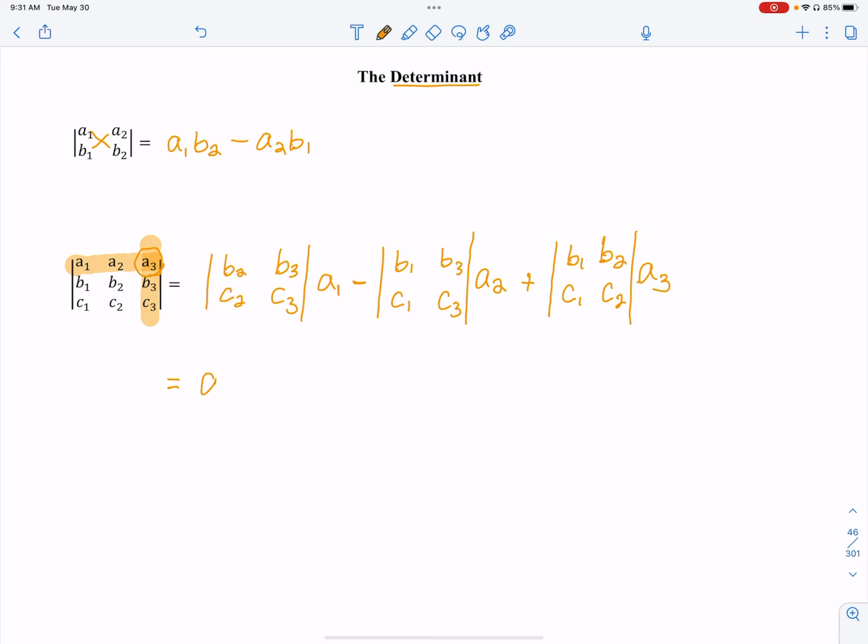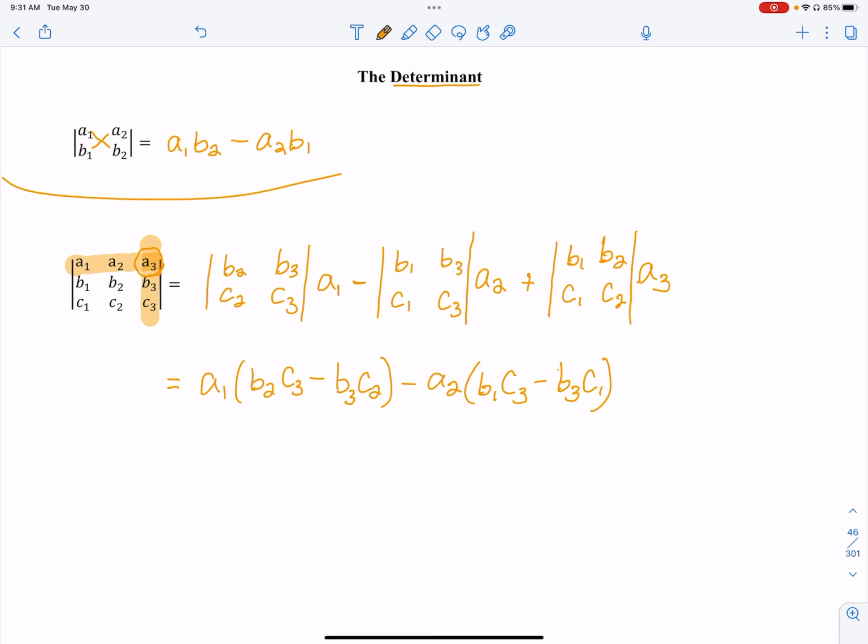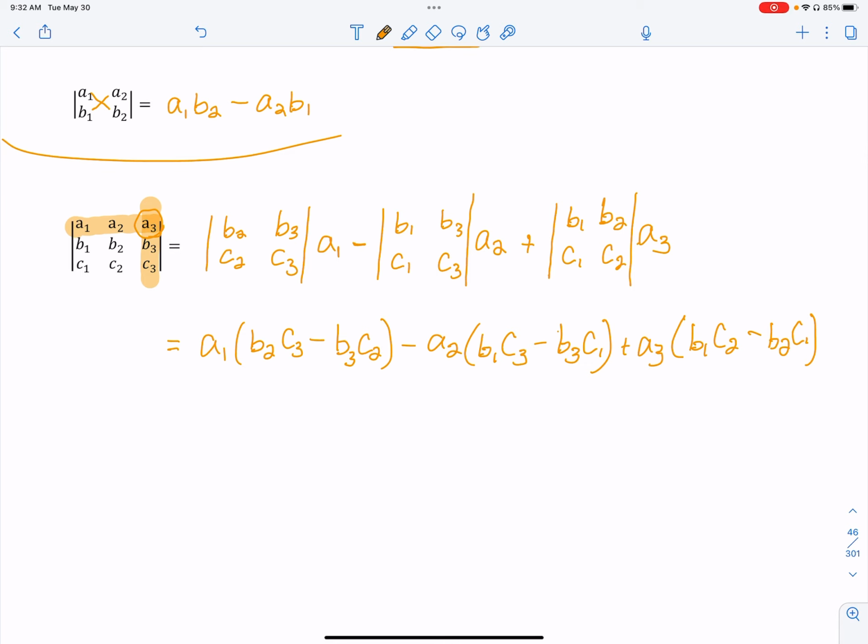So I'm going to take my A1 and put it out front. That's this thing right here. And then I just do my normal B2, C3, minus B3, C2, minus A2 times B1, C3, minus B3, C1. I'm just following this pattern up here. Plus A3 times B1, C2, minus B2, C1. All right, so this is the formula for this determinant.